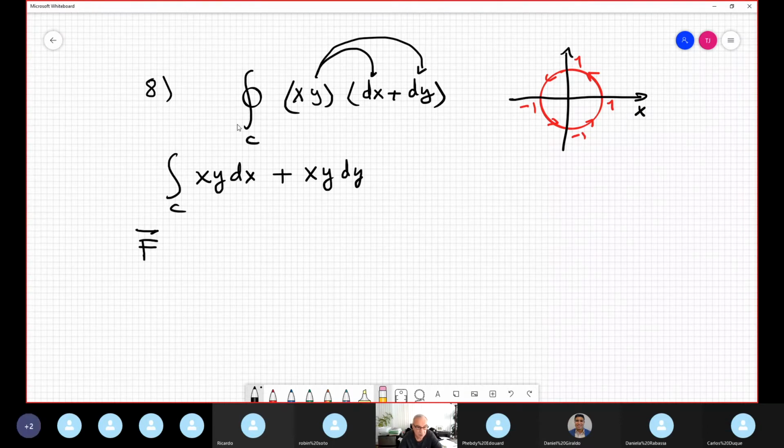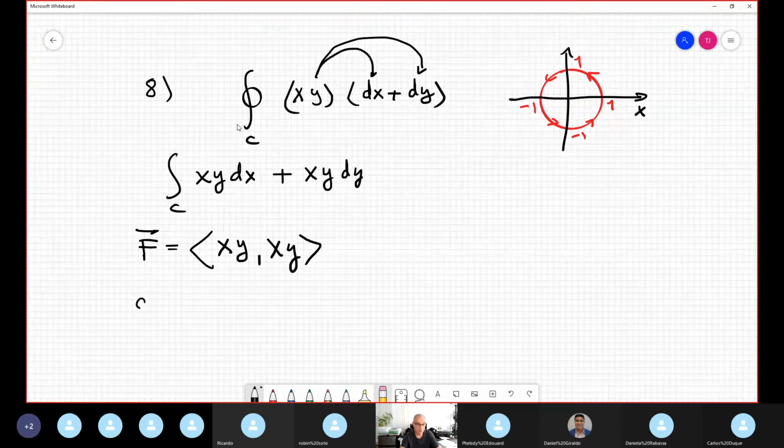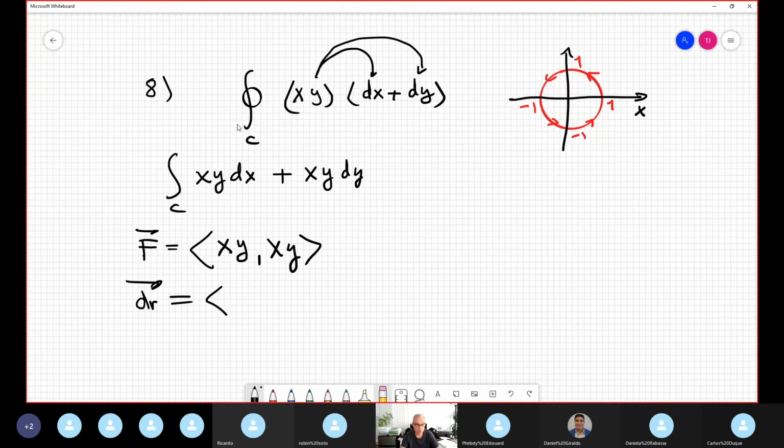Therefore, the vector field associated with this line integral is xy comma xy. No? It's a coincidence, it's the same. And of course, dr is the vector dx, dy. Dx first, dy secondly. In this format, this is P, this is Q. You apply one more time the Green theorem, no? Green theorem, remember, we convert this line integral into a double integral.